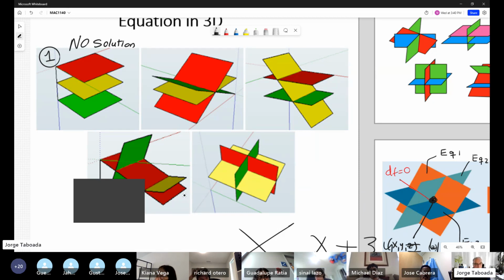Let's move into example 2. What do you think of example 2? We have 1 solution, infinitely many solutions, or no solution.